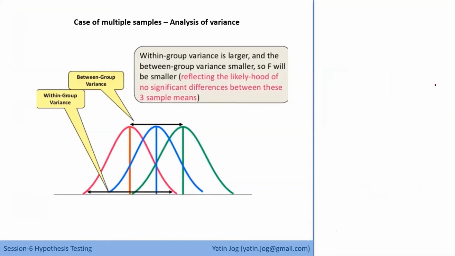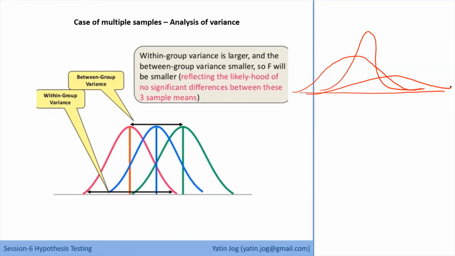The rule is: when within-group variance is larger and between-group variance is smaller, F will be smaller, reflecting the likelihood of no significant differences between these 3 sample means. I'll explain this statement, and then I'll explain this diagram also. Suppose I give you the distributions, and consider that the distributions are something like this. So I'll consider this line. This is my first distribution. This is my second distribution. And this is my third distribution.